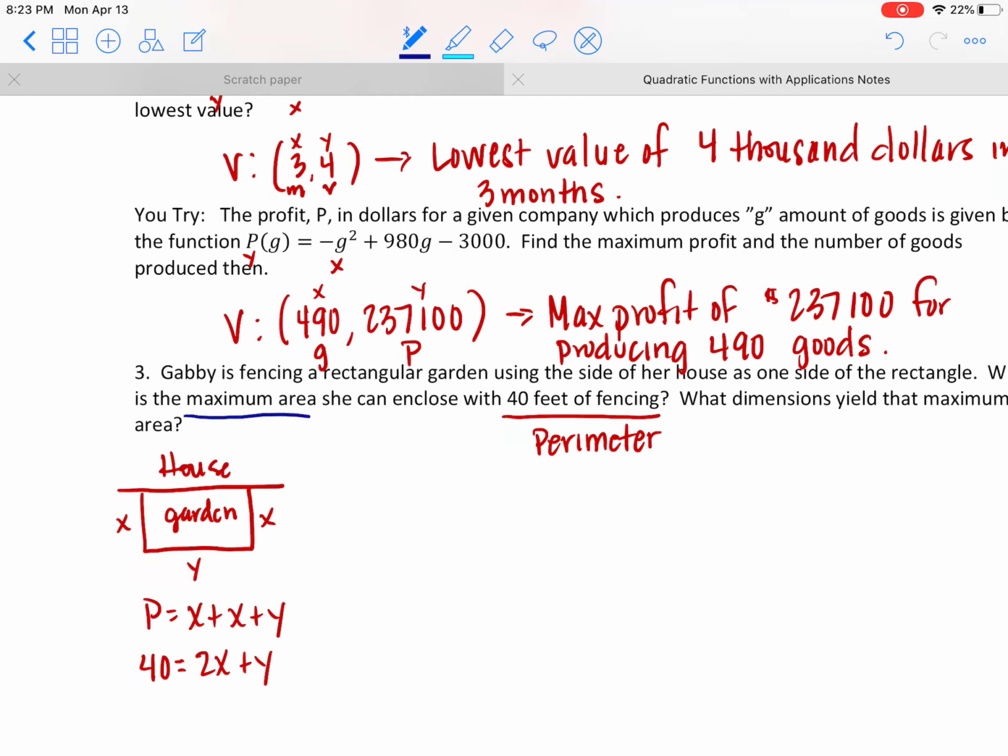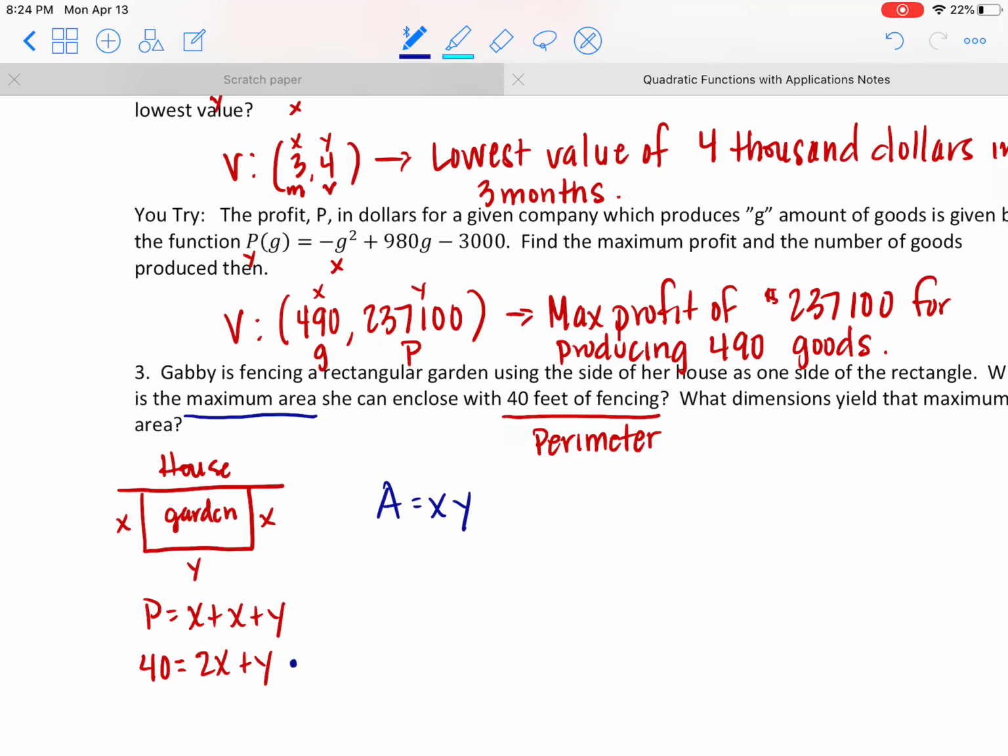So I've got to go back to what I'm trying to maximize. What I'm trying to maximize is the area. So I need a function for area. So area is x times y for this rectangle, right? Or any rectangle, length times width. Now that's not a quadratic, so I still can't find a vertex yet. But there's also this issue of 3 variables, and I only need 2 for a function. So that's where the perimeter is going to come in here.